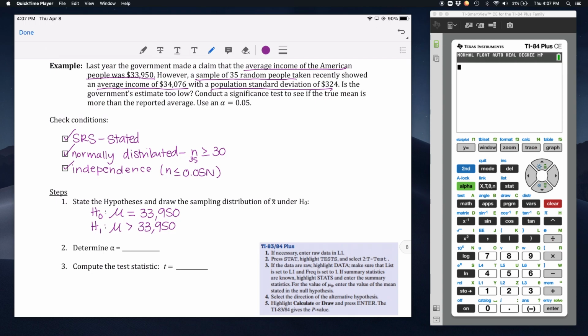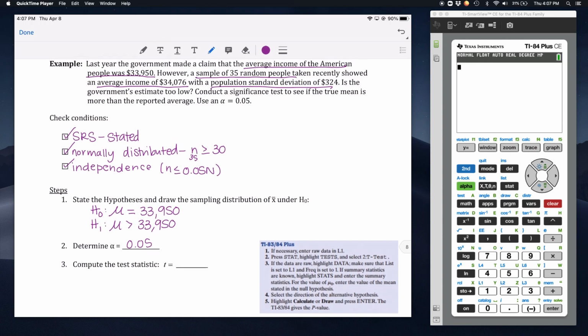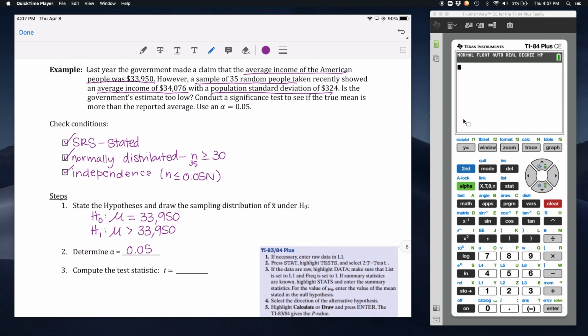Okay, so here, our alpha is 0.05. Let's go ahead and find the test statistic. We're going to go over to Stat, right to Tests. Remember, anytime we did means, like our confidence intervals, we did a t interval for means. So here, for a hypothesis test for means, we're going to use the t-test. So z for proportions, t for means in this class.